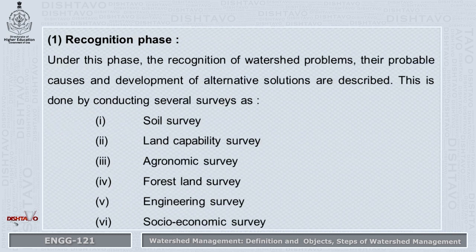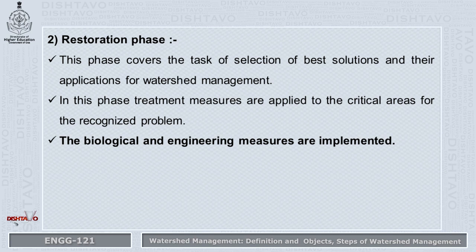First is the recognition phase. Under this phase, we can recognize the probable causes and problems in the development of this watershed, and we'll find out some solutions also. So by conducting different types of surveys, we can come to know different problems. Likewise, soil survey, land capability survey, agronomic survey, forest survey, engineering survey, or some socio-economic survey also we can do. Second phase is the restoration phase. This phase covers the task of selection of best solutions and their application for watershed management. The biological and engineering measures are implemented in this phase.